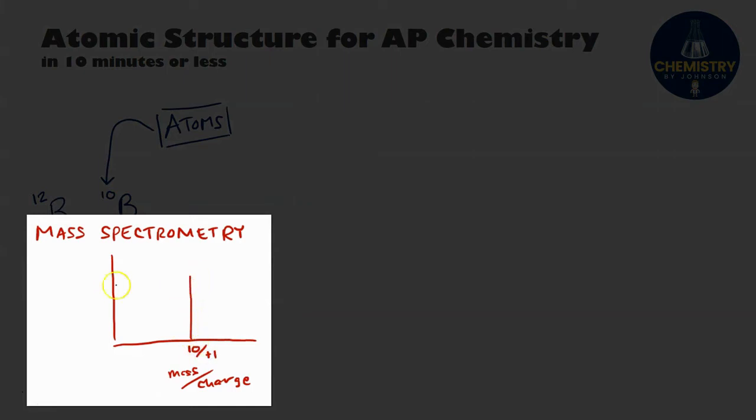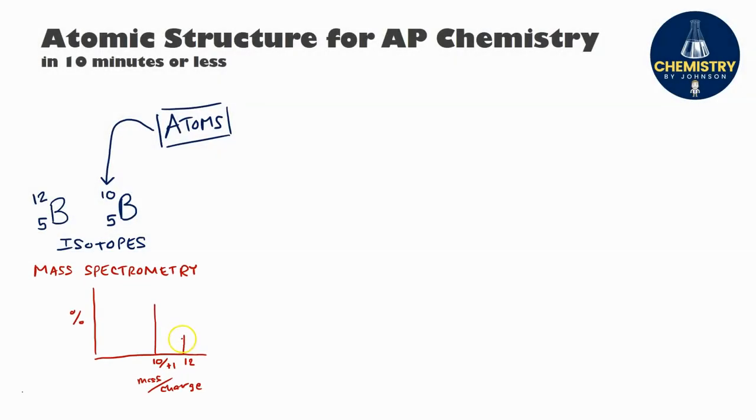And the height of this peak is going to correspond probably to a percentage that boron atoms with a mass of 10 made up in the sample that I injected. Some of those boron atoms also had a mass of 12, so I might see a different peak plotted at 12. Since the peak is lower, that means a smaller percentage of those boron atoms had a mass of 12.